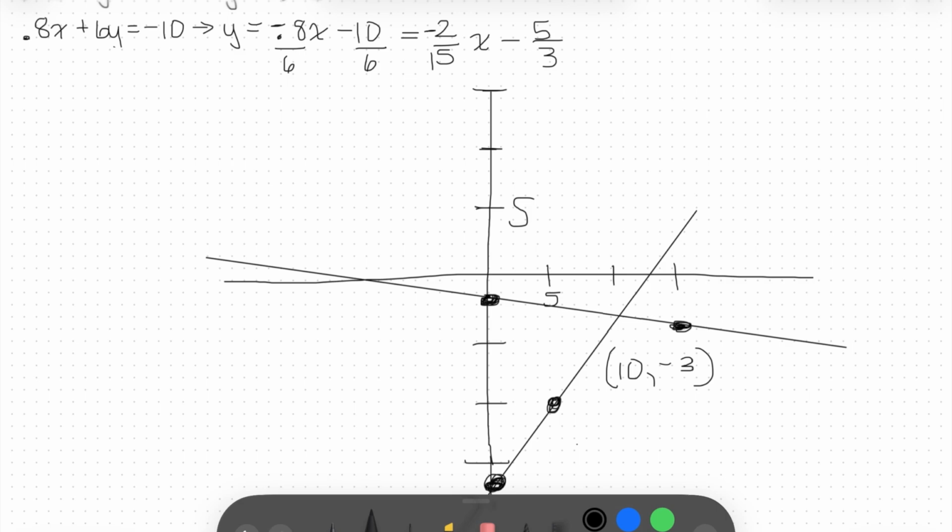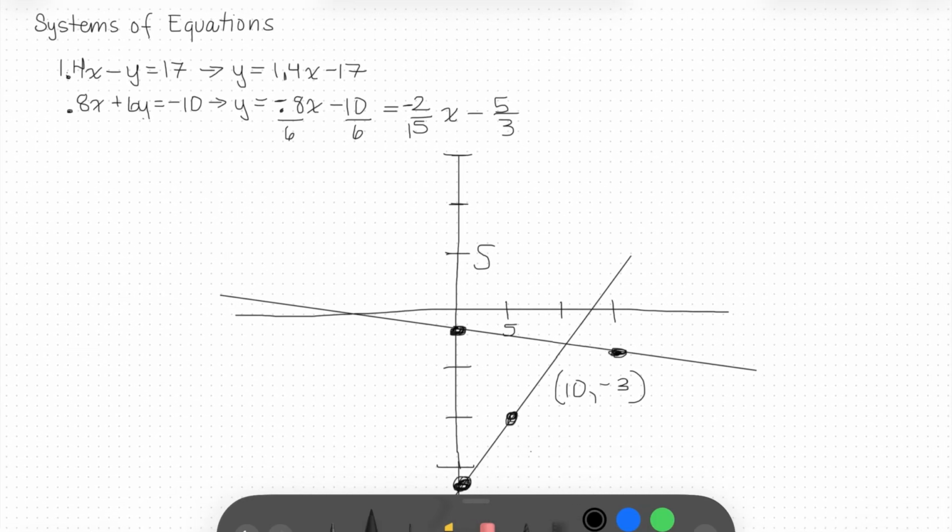Remember that? That's what we had when we solved it: 10, negative 3. So there it is graphically. Probably not something that I would ever do to solve this, but really important, I think, to understand. That's what this means, or that is a way of conceptualizing what's going on with this system.